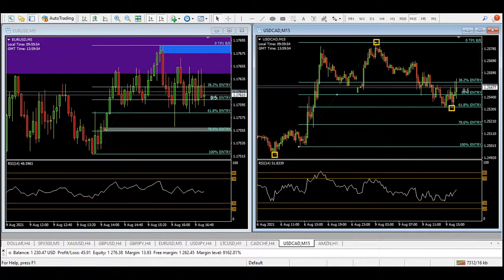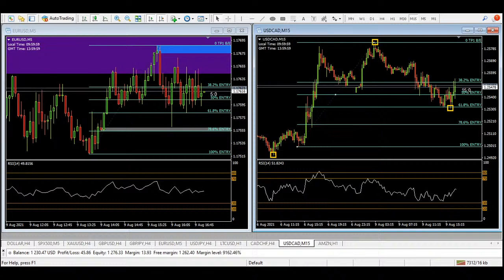Six, 5, 4, 3, 2, 1. Let's go. Going up. Euro USD is going up. Can't always go on that news, guys. Can't always go on that consensus. You gotta use your brain. So it's not over with just yet. It can still push down.